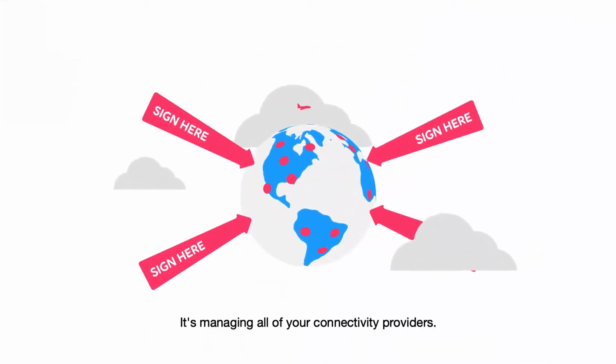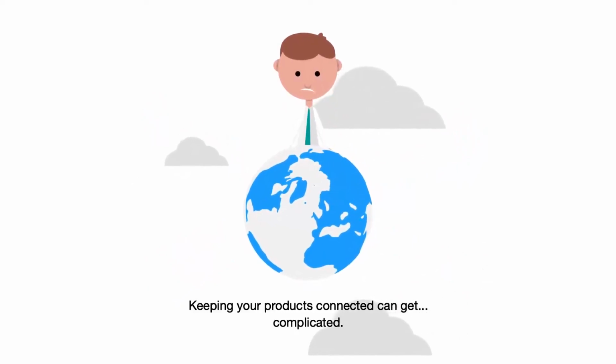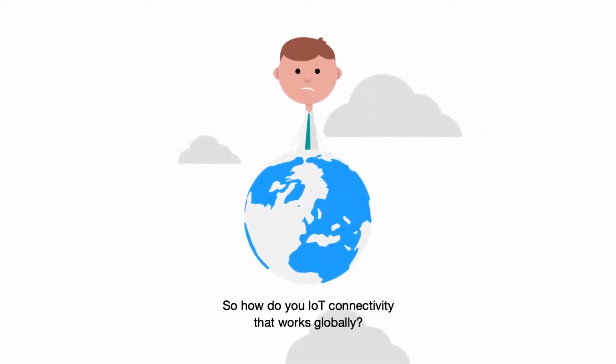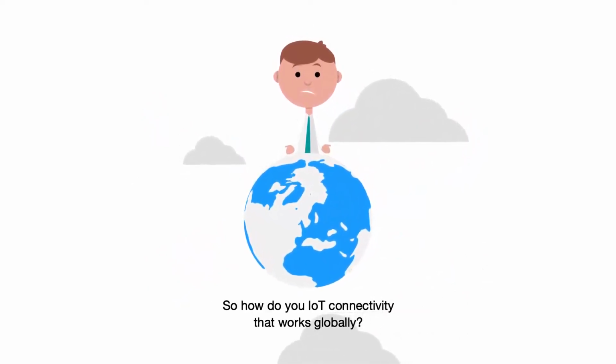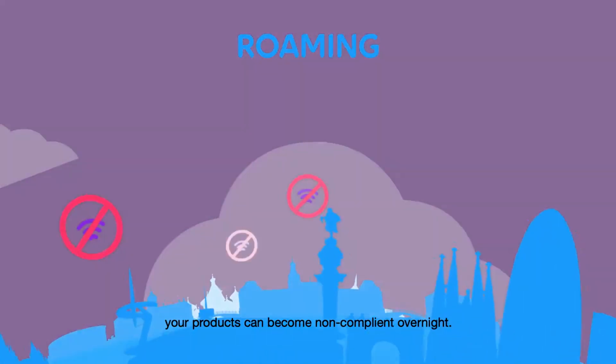Is no longer the biggest problem. It's managing all of your connectivity providers. Keeping your products connected can get complicated. So, how do you get IoT connectivity that works globally? Well, roaming can help, but some countries' regulations change so fast, your products can become non-compliant.